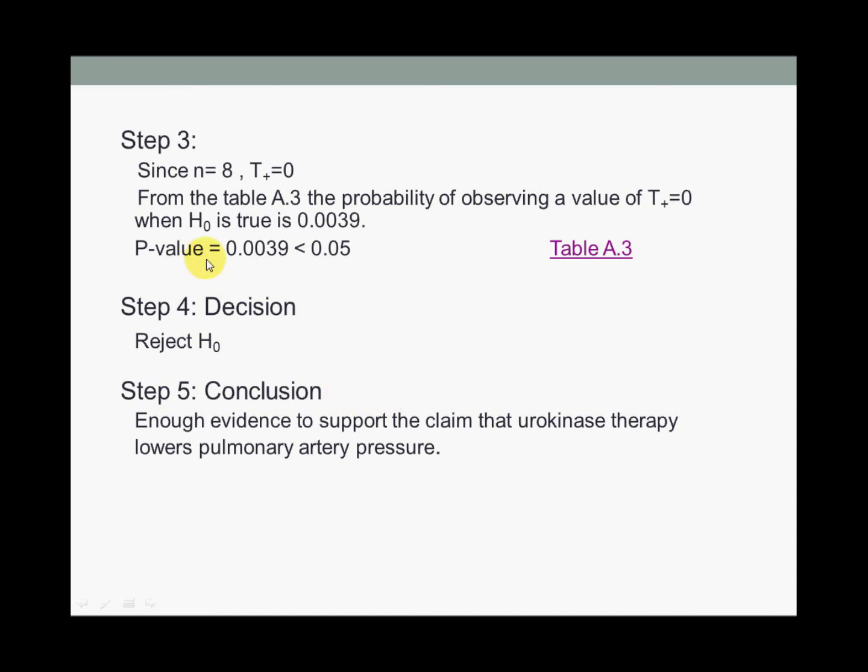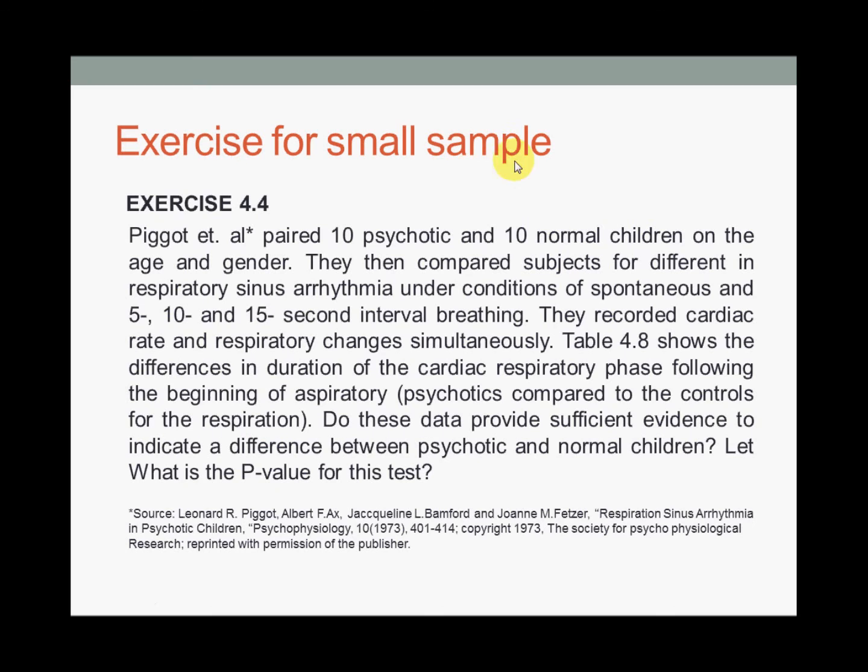Therefore, 0.0039 is less than 0.05, which is alpha. So we reject H null. There is enough evidence to support the claim that urokinase therapy lowers pulmonary artery pressure.